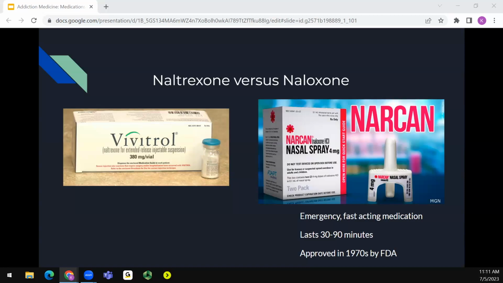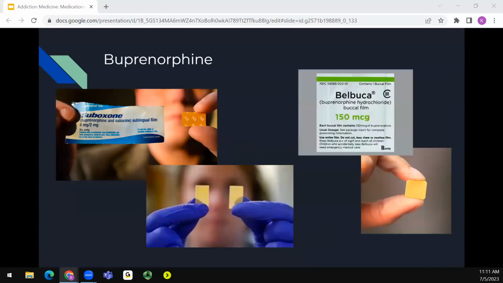And then just wanted to highlight the difference between these two because they are similarly named, but they have very different medical uses. And then finally, buprenorphine. So this is the third drug approved for management of OUD. It's a semi-synthetic analog of thebaine.